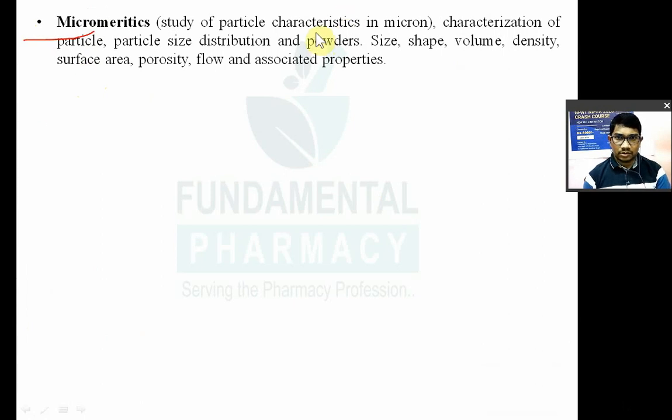If you do not study the particle size and so on, it will have an effect on your formulation, right? So, particle size distribution: how to characterize the particle. Characterization of a particle is done using particle size distribution and powder size, shape, volume, density, surface area, porosity, and other associated properties, right?